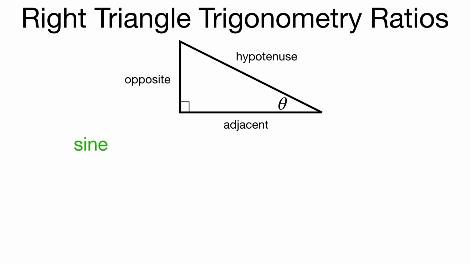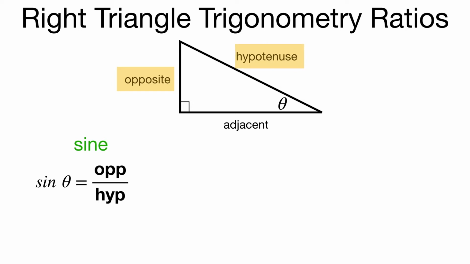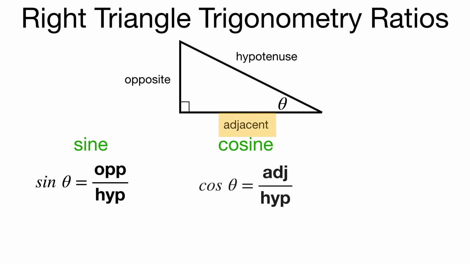So the first ratio we can build is called sine. These are named by the Greeks, so these are Greek words. And sine compares the opposite side to the hypotenuse. And sine, which we abbreviate to three letters, sin, sine theta, is opposite over hypotenuse. The second ratio is called cosine. Cosine will compare adjacent over hypotenuse, and we'll abbreviate that as cos. Cosine theta is adjacent over hypotenuse.